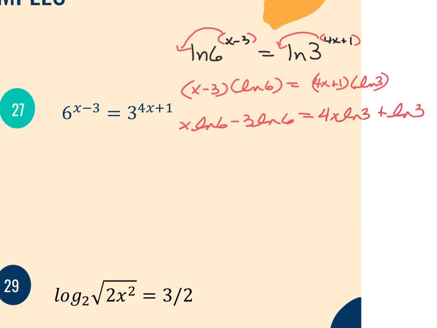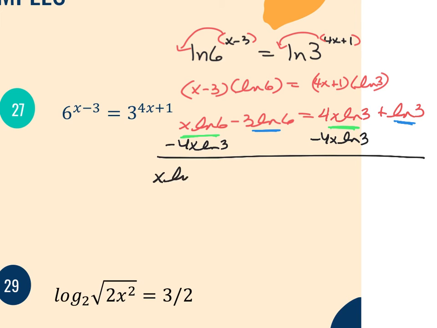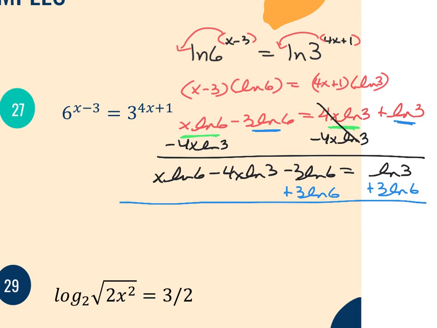Now I need to get my x's together, and then I'm going to move my constants together. It doesn't matter which way you move it. I'm going to go ahead and move the 4x to the left. x ln 6 minus 4x ln 3 minus 3 ln 6 equals ln 3. So this moved to the other side. Now I need to move this one to the other side. And now I'm left with x ln 6, 4x ln 3 plus 3 ln 6.